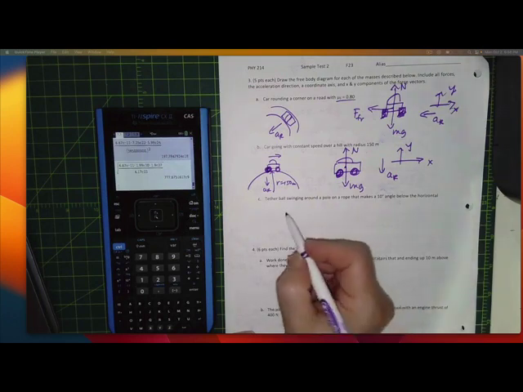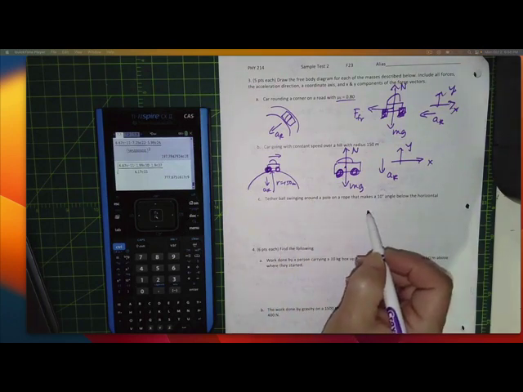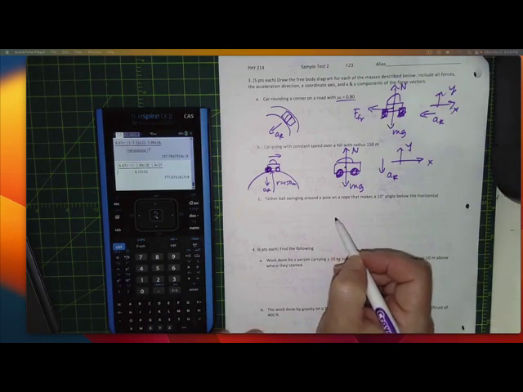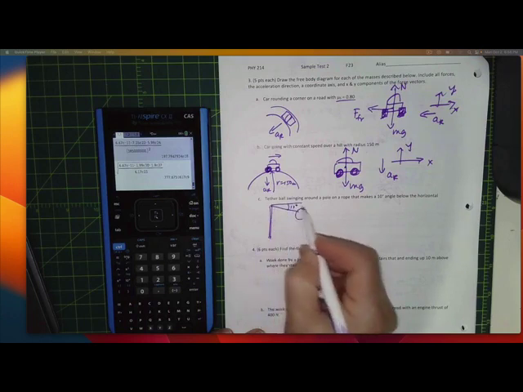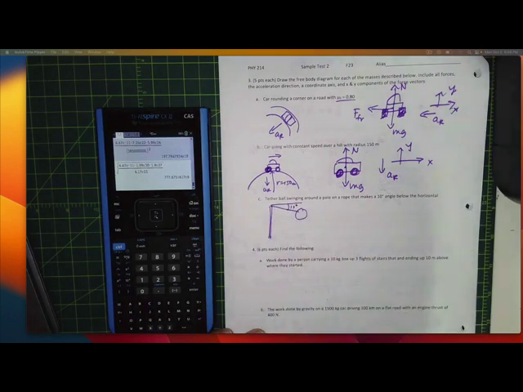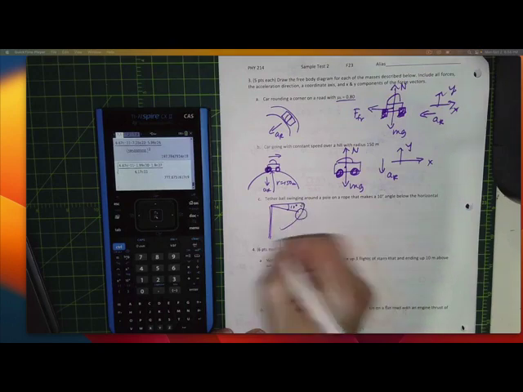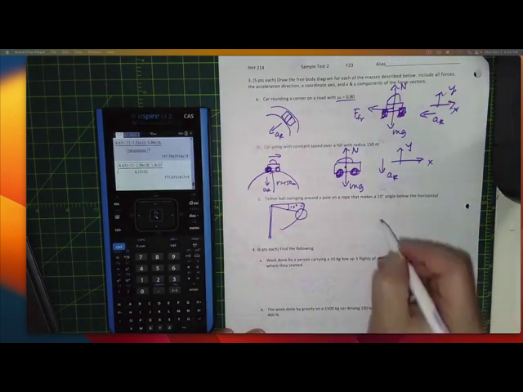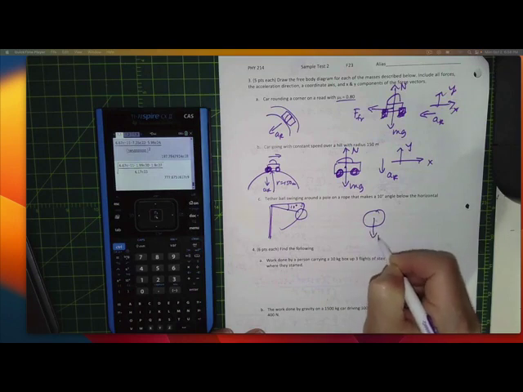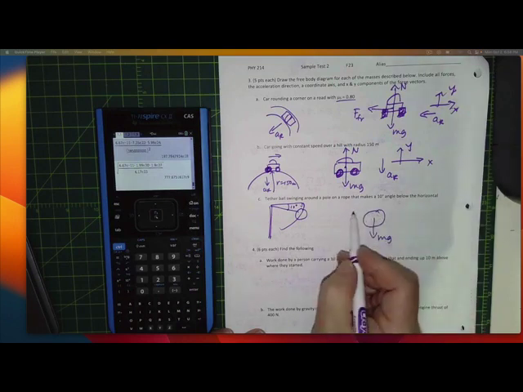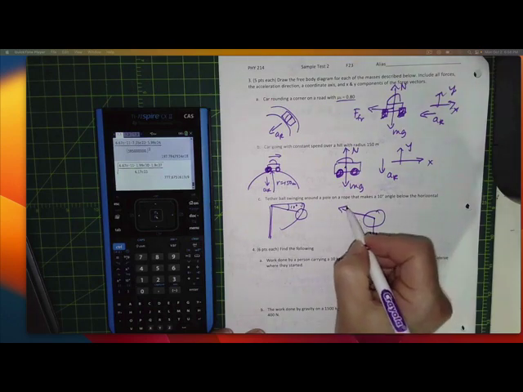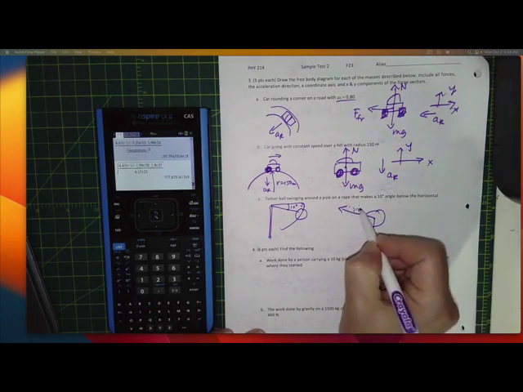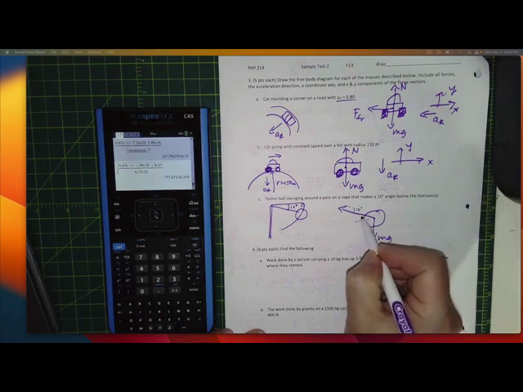Okay. Tetherball swing around a pole on a rope that makes a 10-degree angle below the horizontal. So we've got a pole, a rope, and a ball swinging around, and then we get 10 degrees down here like this, and the ball is going around the pole. Alright, so we'll do a free body diagram. We've got mg, we've got the tension that the rope is pulling on the ball with, and we have 10 degrees here, so it'll also be 10 degrees here.